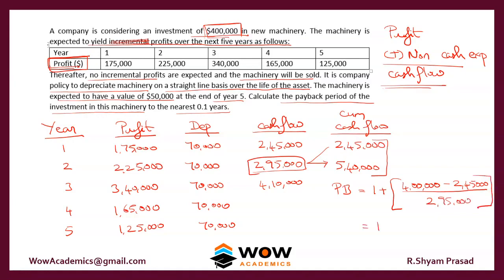Solve it. The answer comes to 1 plus 0.525, so it's 1.52 years. Okay. The answer requires you to put it to 0.1 years, so after the decimal they need just one number. We have taken even two numbers. So first, to work out, solve this part. The answer comes to 1,55,000, then divided by 2,95,000. So you get the answer. The payback is 1.5 years.